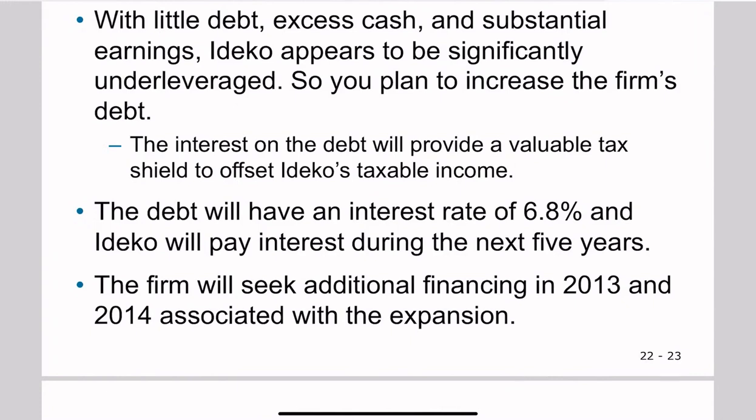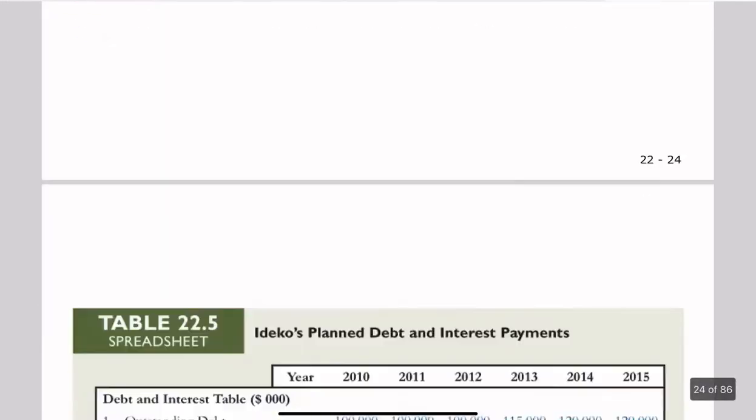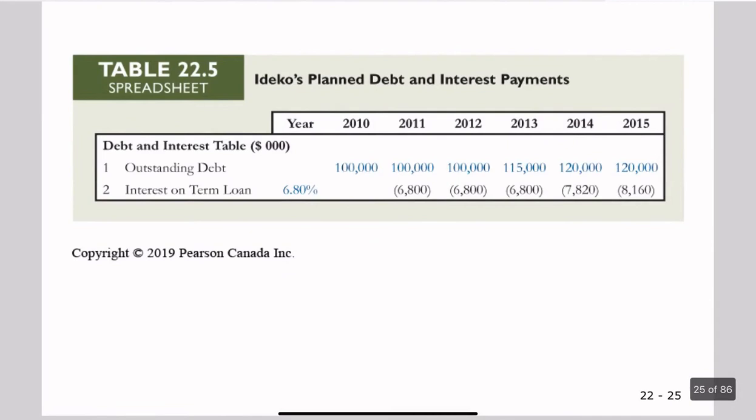And now we make some further assumptions. We would assume the interest rate here is 6.8%. And then we assume the firm will have additional debt in 2013 and 2014. Remember, we discussed in 2013 and 2014, the firm would have additional capital expenditure to expand its production capacity. Okay, now let's look at the firm's interest payment.